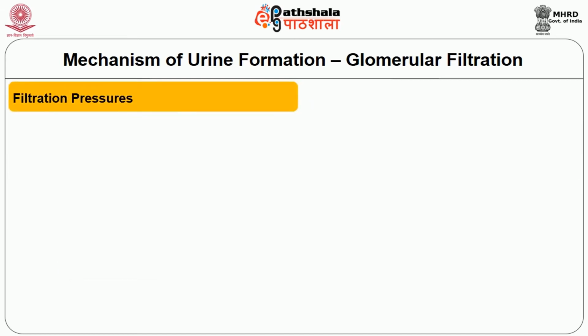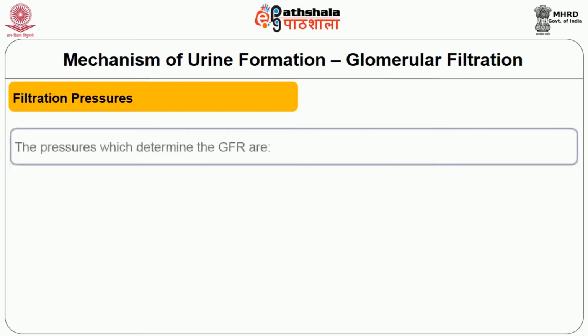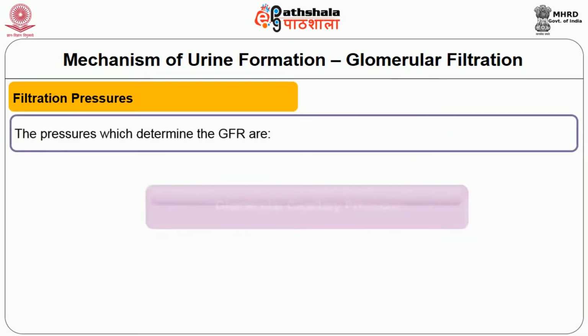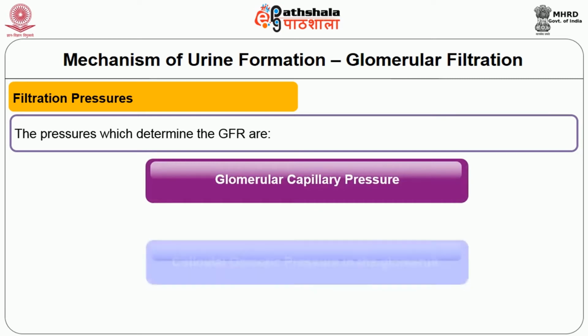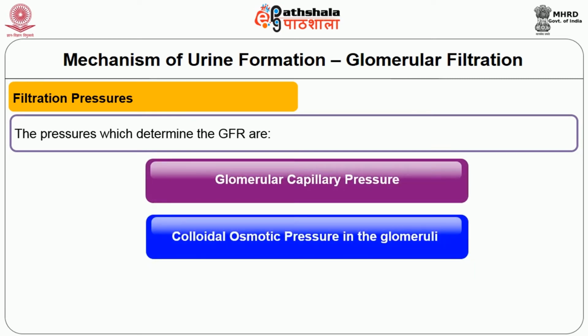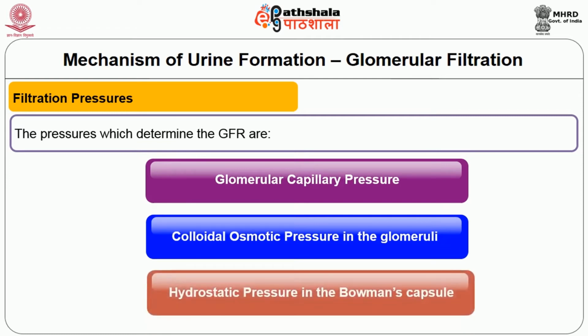The next factors are the filtration pressures. The pressures which determine the GFR are glomerular capillary pressure, colloidal osmotic pressure in the glomeruli, and hydrostatic pressure in the Bowman's capsule. The glomerular capillary pressure is the pressure exerted by the blood in the glomerular capillaries. It is about 60 millimeters of mercury and varies between 45 and 70 millimeters. It is the highest capillary pressure in the body and favors glomerular filtration.